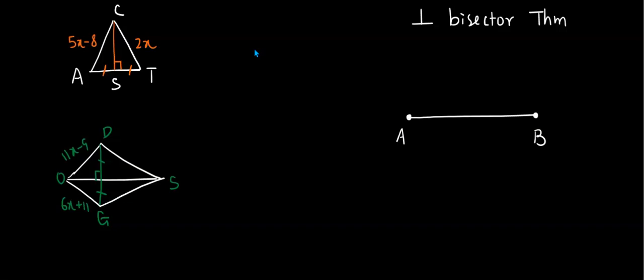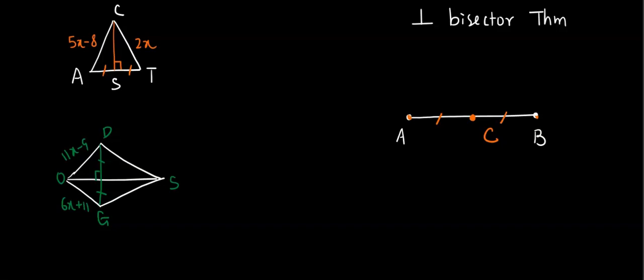All right, let's look at our example. We have a line segment AB. I'm going to take the midpoint and call it C. The tick mark tells us C is a midpoint. Point C bisects segment AB.